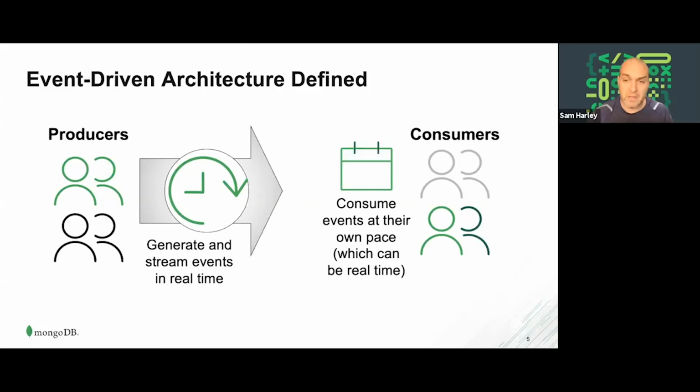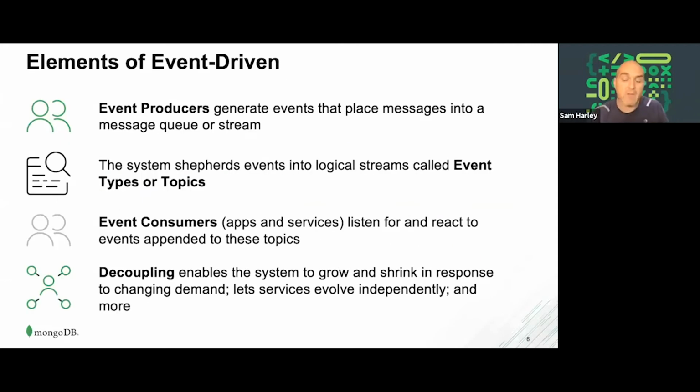There are many elements associated with an event-driven architecture. Event consumers listen for and react to events appended to topics. Event producers generate events that place messages into a message queue or stream. This concept of decoupling has many advantages, including allowing each service to evolve independently, enabling apps to go offline, and making the system elastic so that it can grow and shrink in accordance with ever-changing demand.